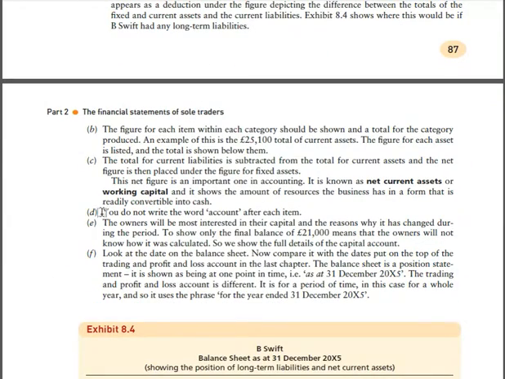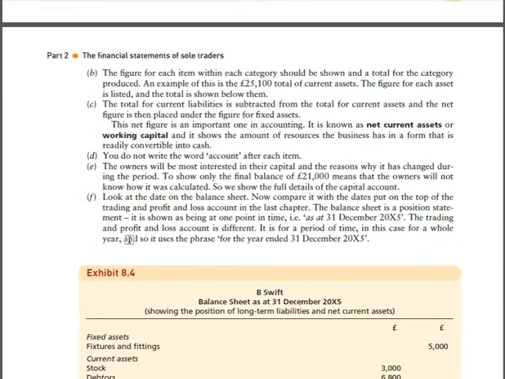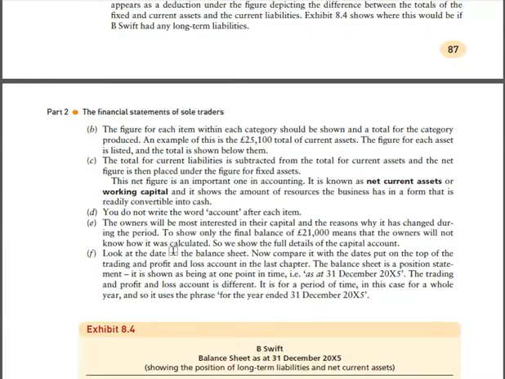Now, if you look at all other things, it shows that we do not have to write the word account for each item. We would just write the name of the account rather than have the word account added on to it. We talked about the division of the capital section.